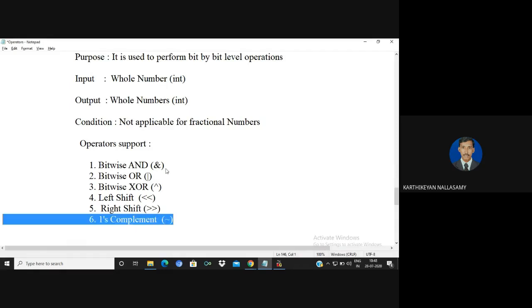For the ones complement operator, we need only one input, so it is a unary operator. The remaining operators are binary operators. So far we have discussed three unary operators: the minus operator, which also represents sign, the logical not, and the third one, ones complement. These are the operators supported in bitwise operations.